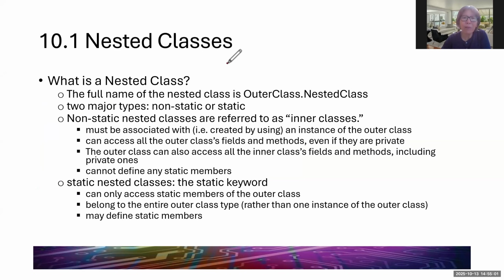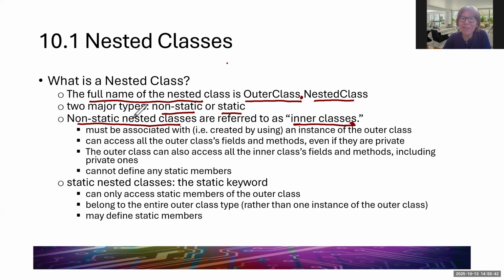Let's see what a nested class is. The full name of a nested class should include the outer class, then a dot, and then the nested class. That's the complete name. There are two different types, non-static and static, and there is some difference between these two types. Non-static nested classes are also referred to as inner classes, so keep that in mind.